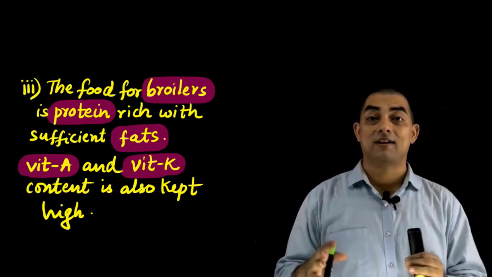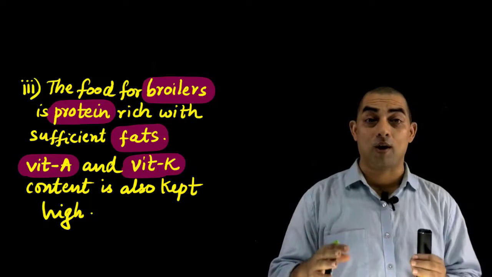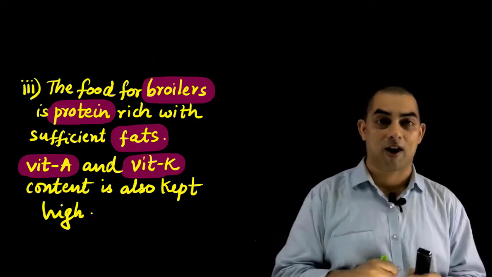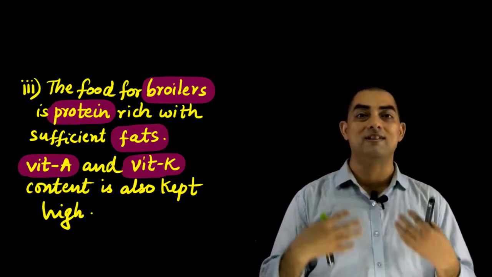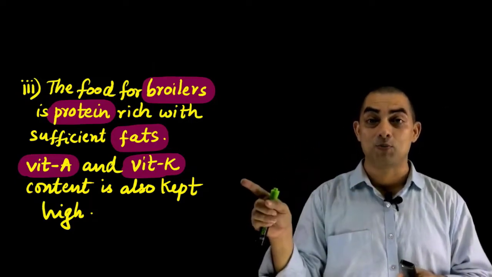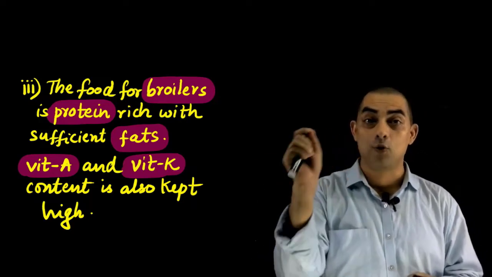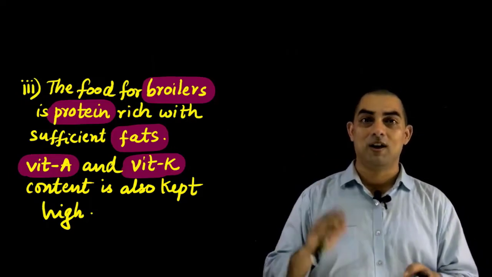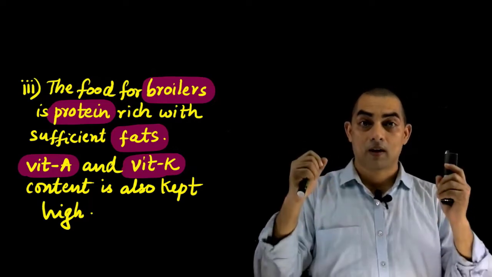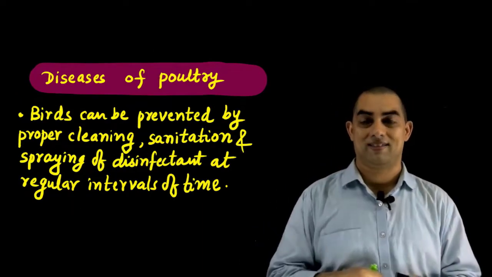Third point is the food of broilers. Broilers give meat, so the food of the broiler should be protein rich with sufficient fibers. It is not only that we need proteins and fats, even those hens are provided with proteins and fats. And two more things, vitamin A and vitamin K content should also be there in the food which they are feeding on. So they need to be fed properly so that not only the quantity of meat is good, but also the quality of protein in that meat is very nice.